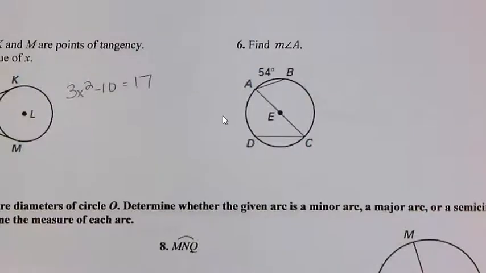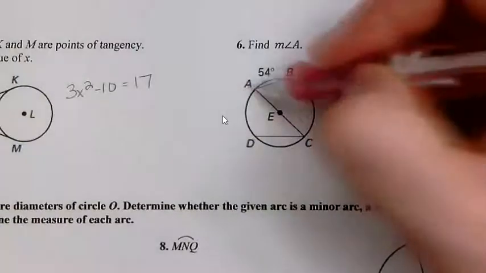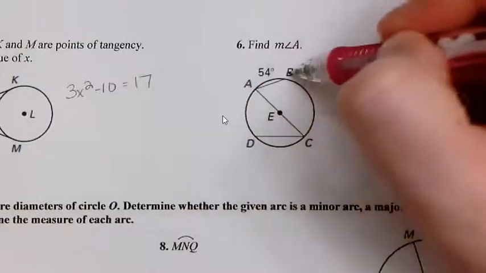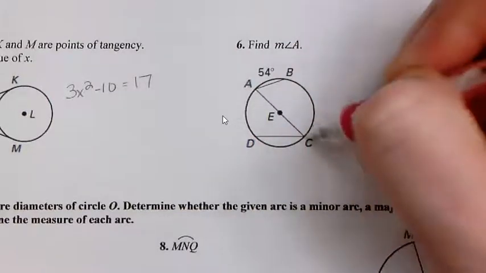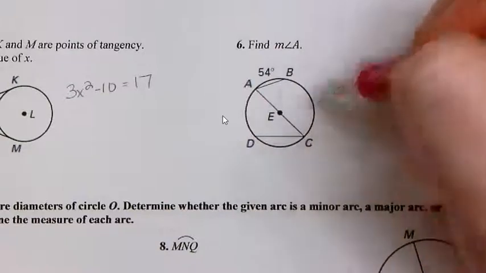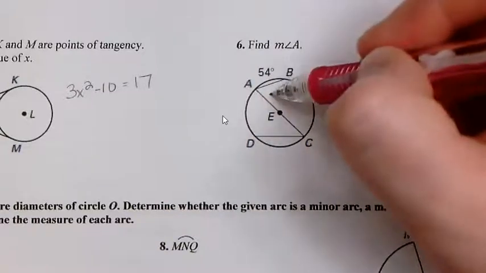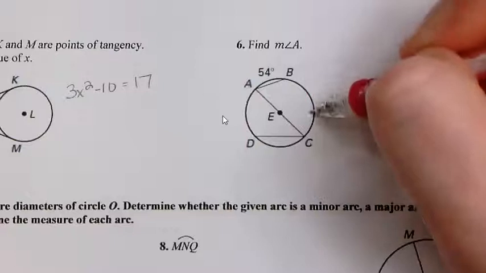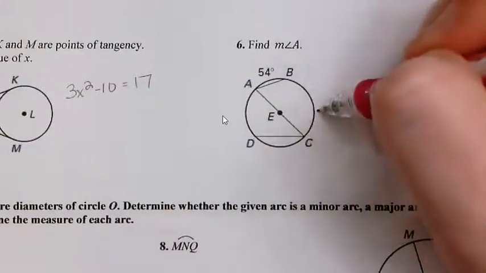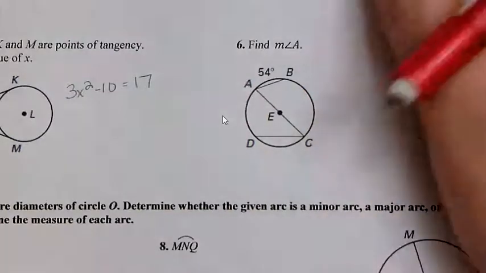Find measure of angle A. You know that AC is the diameter because it goes through the center. Arc AB plus BC is going to equal 180 degrees, so find your arc at BC, and know that this is an inscribed angle, so the relationship between its arc that's intercepted and the angle is half the arc. Work through and find that.